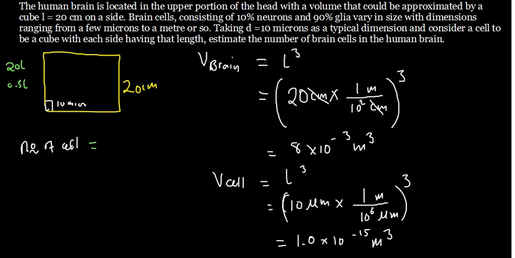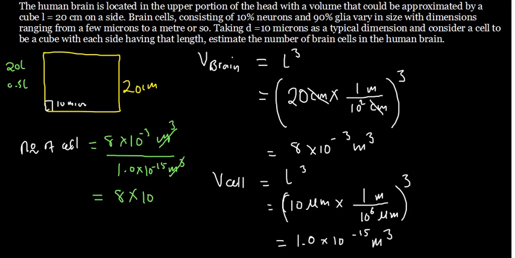So this is going to be 8 multiplied by 10 to the power negative 3 meters cubed divided by 1.0 times 10 to the power negative 15 meters cubed. So meters cubed and meters cubed will cancel because this is the number of cells. It's a count. Like when you are counting, you don't have a unit. This will give you 8 times 10 to the power positive 12. So this is how many cells there are in the brain.